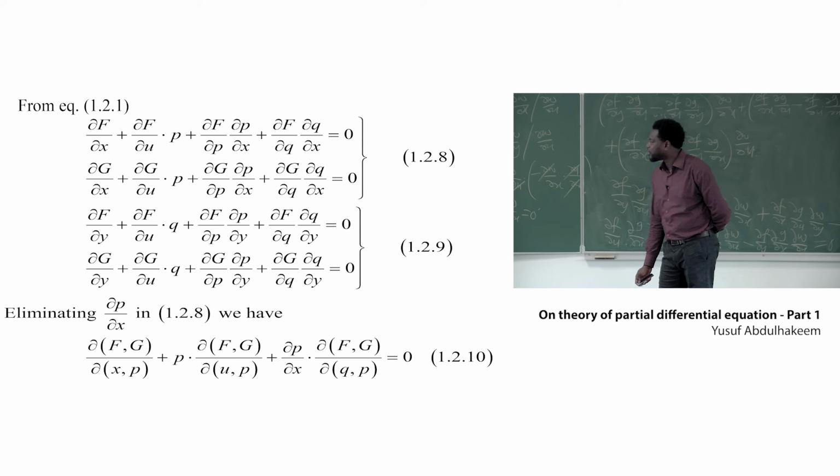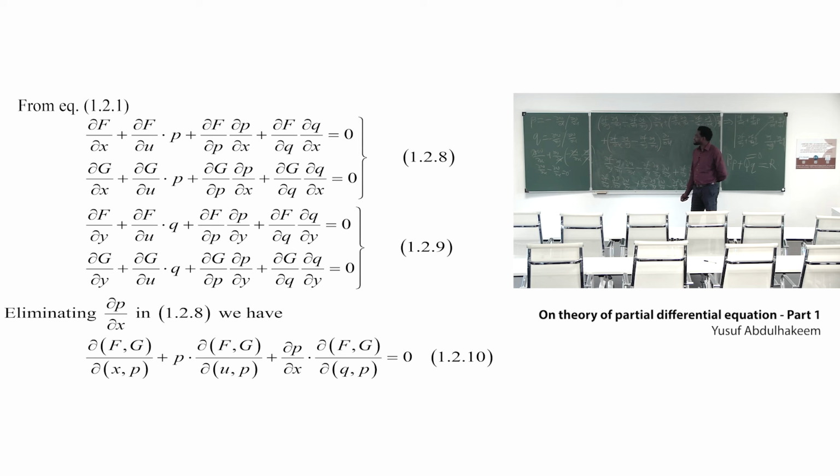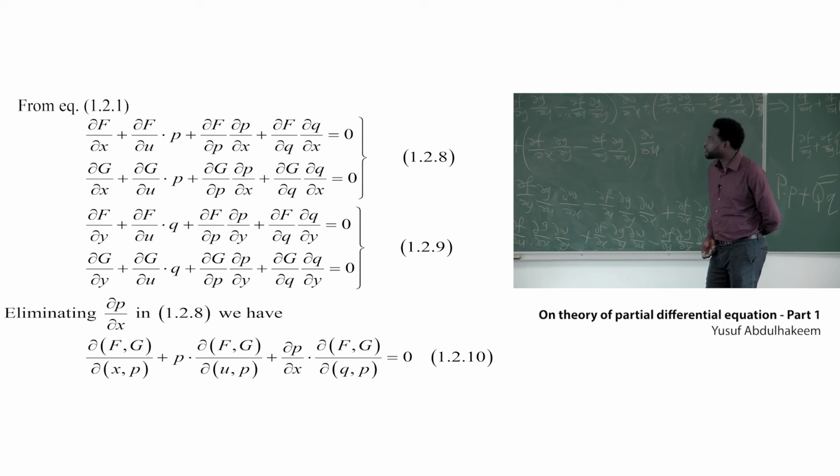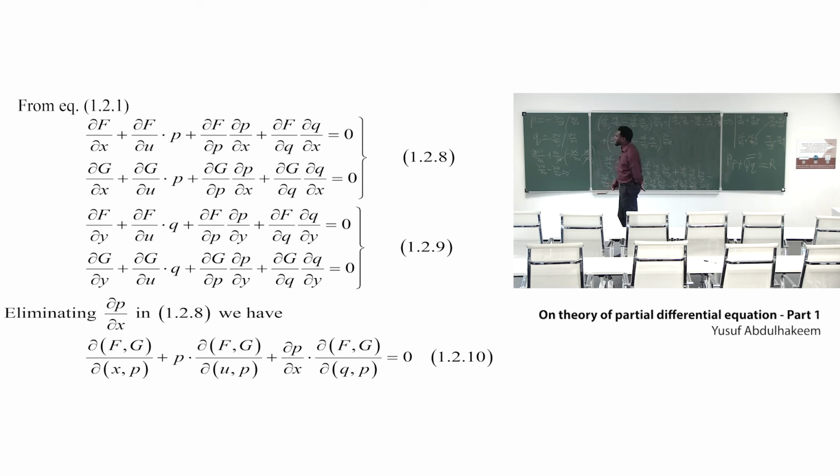Again, if we eliminate our dp dx, as we have done in the earlier session, we are going to obtain this equation. Same thing from these two. Same thing from 1.2.9: if we eliminate our dq dy, that will also result in this equation that we have here, which is 1.2.11. Now, what happens if we bring the two of them together? Bringing the two of them together will give us the Charpit's equation that we are looking for. And we should also note that this is interpreted as this because we have shown this earlier.